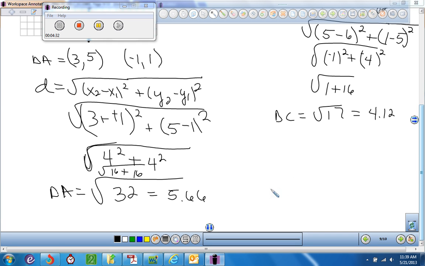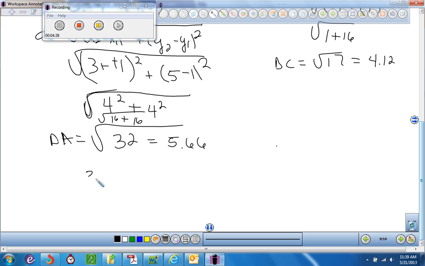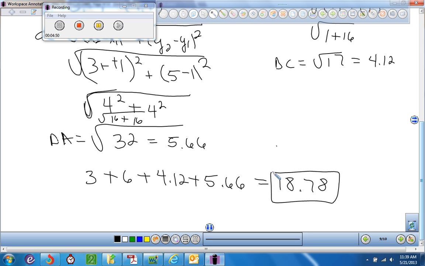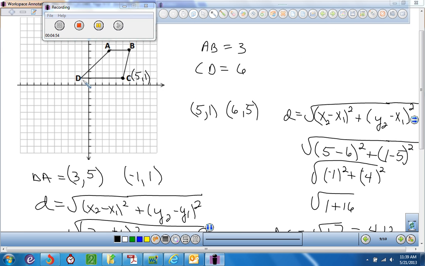And then for perimeter, we're just going to add those all up. So we would say 3 plus 6 plus 4.12 plus 5.66. And that yields us a perimeter of 18.78. So that's our perimeter. And perimeter, again, is just adding up all the sides, just the distance around.